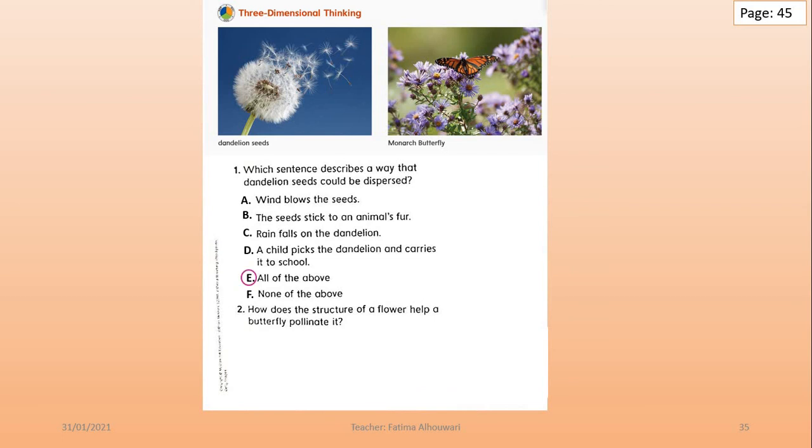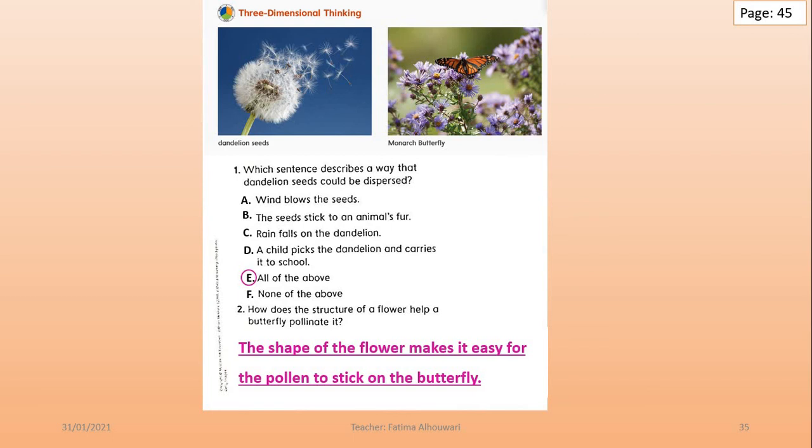Question number 2. How does the structure of a flower help a butterfly pollinate it? What do you think? We have talked about this. Think about it and write your answer. When you finish, you can check your answer here. The shape of the flower makes it easy for the pollen to stick on the butterfly.